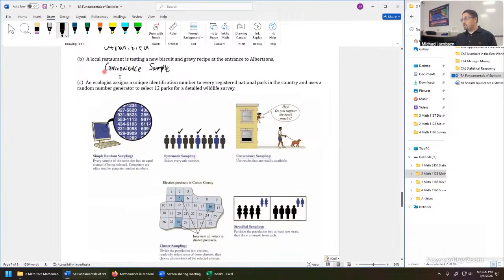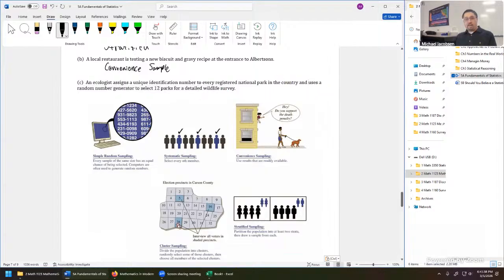An ecologist assigns a unique identification number to every registered national park in the country. And there's probably an easy way to do that. I'm sure you could get Google going for you to find out all the registered parks and then assign that number to it. Or maybe work with the federal government. They possibly will be happy to help. So after they assigned a number to every registered national park, it says the ecologist uses a random number generator to select 12 parks for a detailed wildlife survey.